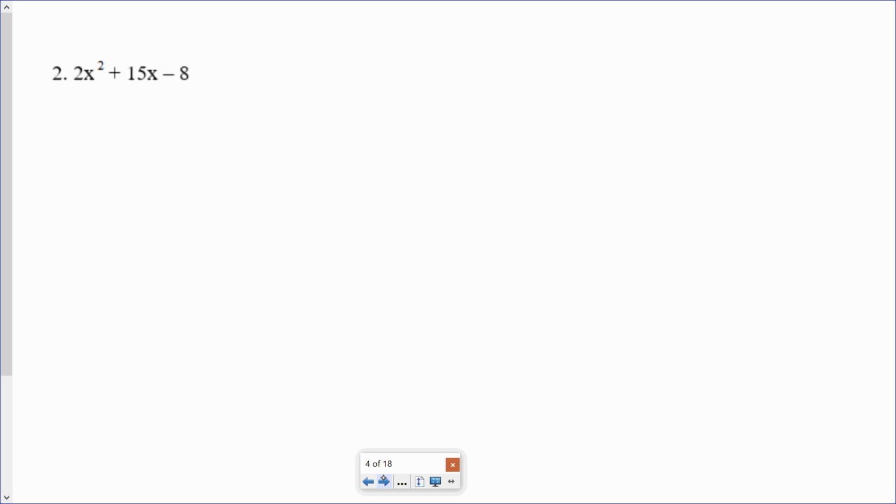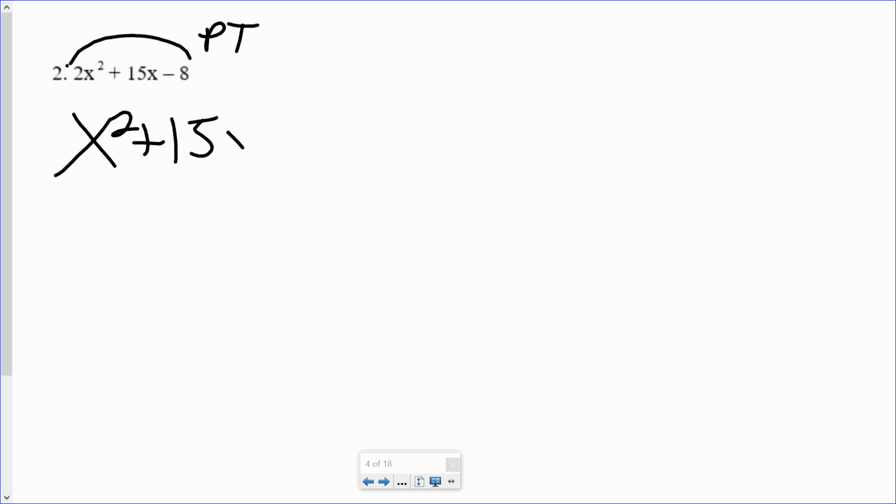Number 2 is pretty much the same exact procedure. Again, I'm going to build a bridge from my first to my last, since there was no GCF and it was a trinomial. Don't forget to pay the toll later, so I'm going to write that now. 2 times 8 is 16. Next, I factor the trinomial normally.